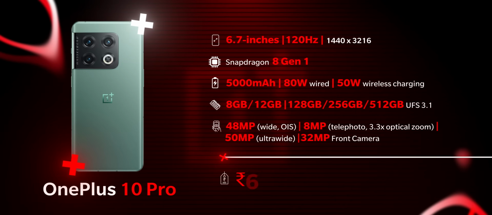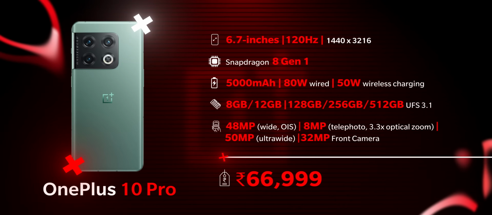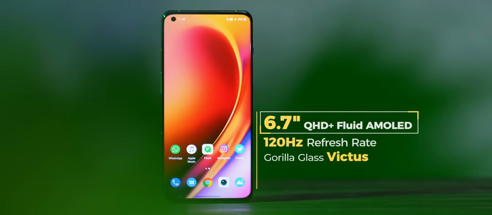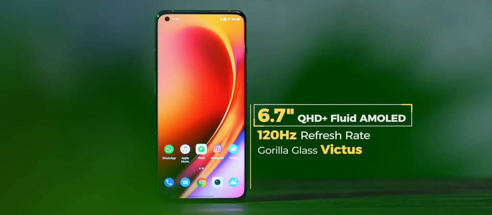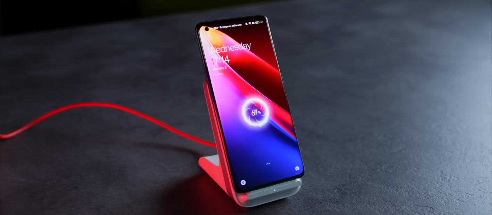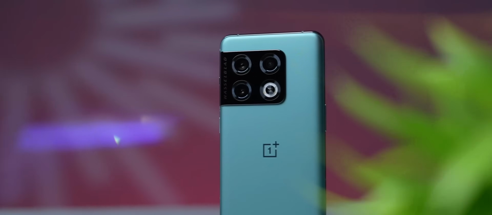Again, the Hasselblad partnership was definitely there, and it was an incremental upgrade over the OnePlus 9 Pro if you ask me. It had a larger 6.7-inch LTPO2 fluid AMOLED display with 120Hz refresh rate, and a large 5000 mAh battery, 80-watt wired charging speeds, and 50-watt wireless charging continued. And the main thing that OnePlus was pushing again and again was the Hasselblad partnership.